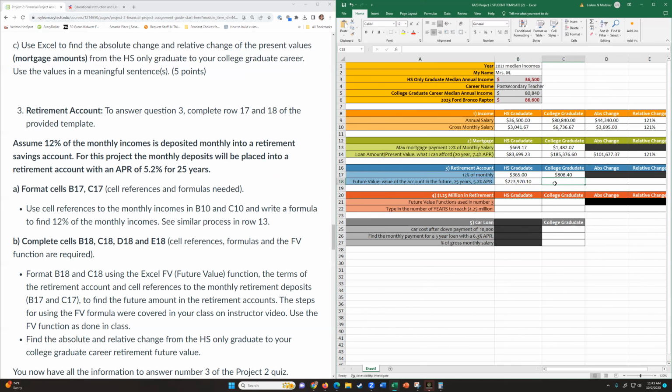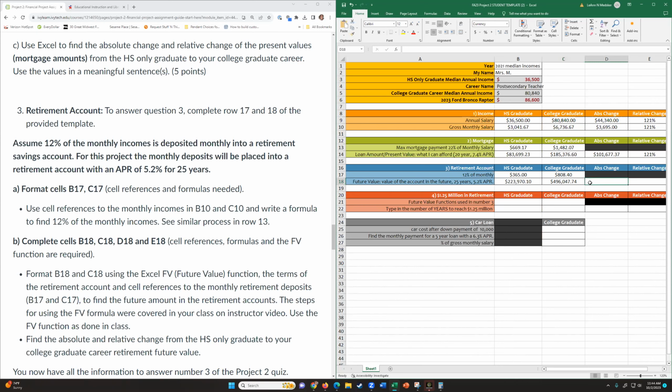And then we put in how much they put into their retirement each month, each deposit. Hit enter. Okay, we're going to do the same thing for the college graduate, equals FV, 0.052 divided by 12, comma 12 times 25 years, comma negative 808.40, because we want that as a cell, not an actual type-in. And then that gives us that.